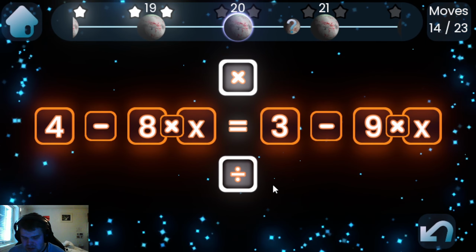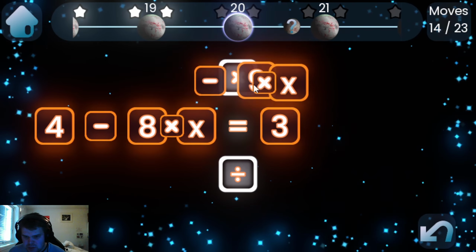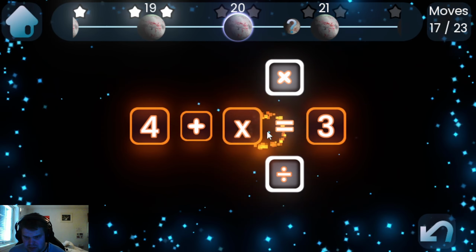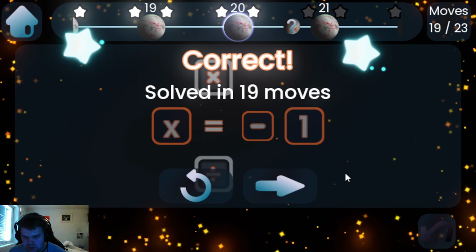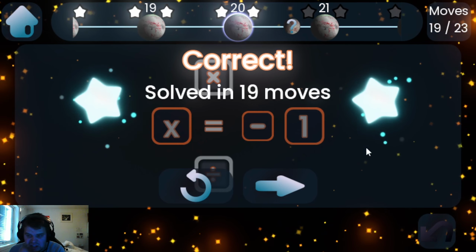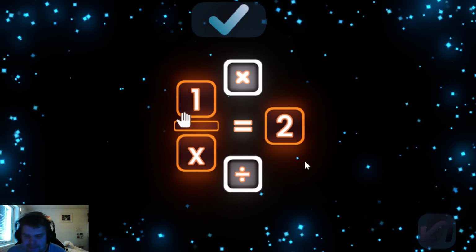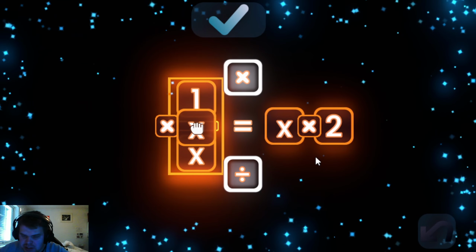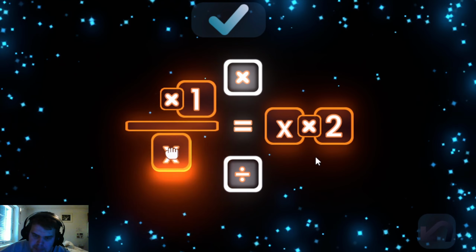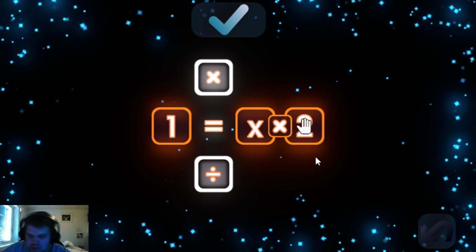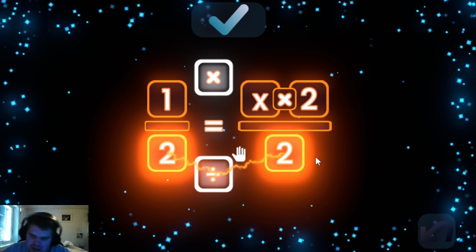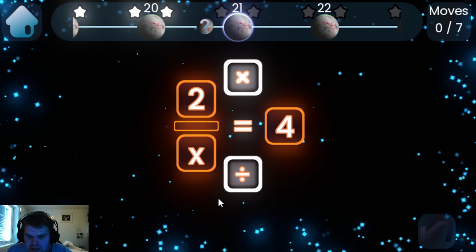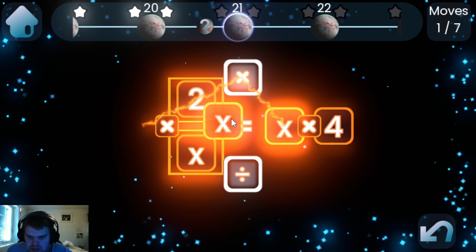All right, let's have a look at this. -8, -9, let's move the 9 over so this becomes positive, and then get the 4 over. Yeah, 19 out of 23. Okay, so we definitely optimized that. Nice. So here we have x in the denominator, and that's just perfectly fine. We just multiply both sides by it. Now x can't technically be 0, but meh. All right. So yeah, let's do this.